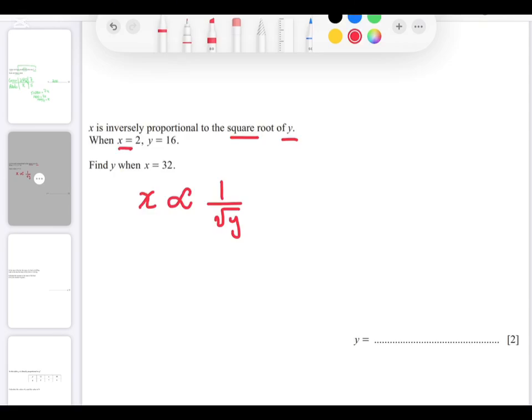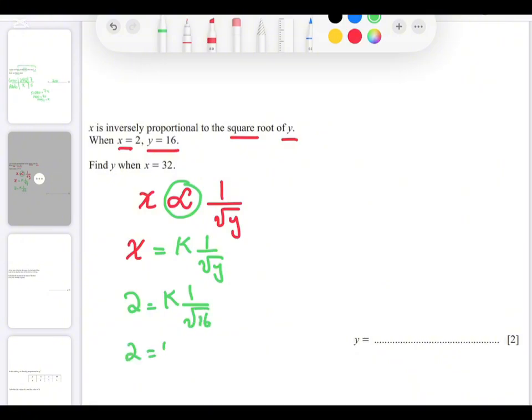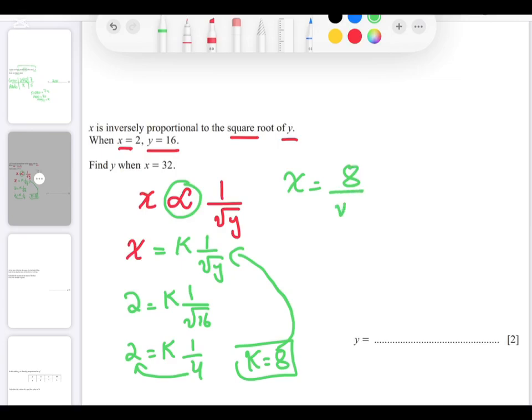Now when x equals 2 and y is equal to 16, first I need to remove this proportionality sign. When we remove this proportionality sign, we get equal to and k. Now the values of x and y are given. x is 2 and y is 16, and root 16 means 4 because 16 is the square of 4. So this will become 1 upon 4. 4 is currently dividing. When we move 4 to this side, it will multiply. So 4 times 2 is 8. So the value of k is 8. If I put the value of k here, the equation will become x equals 8 upon root y.